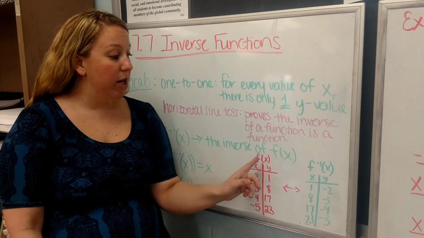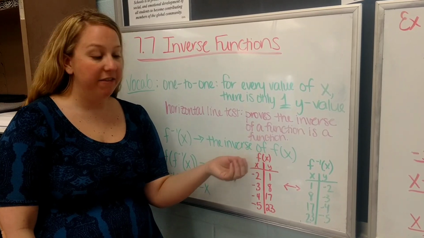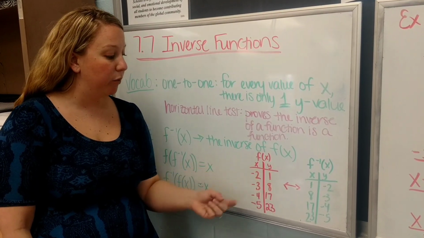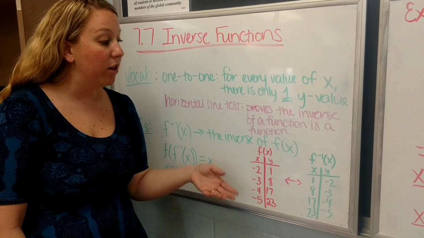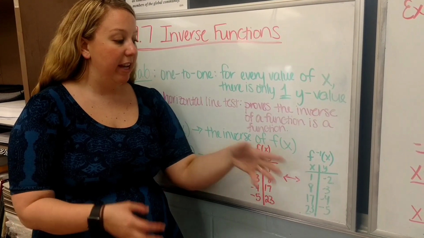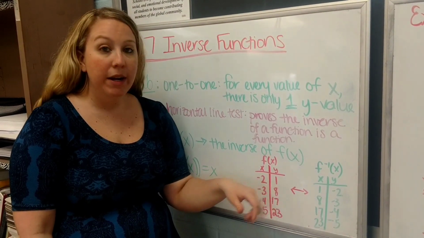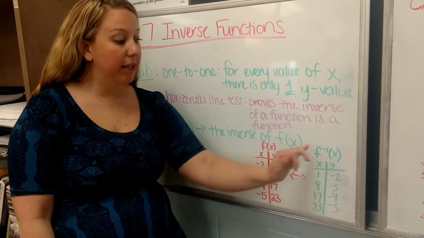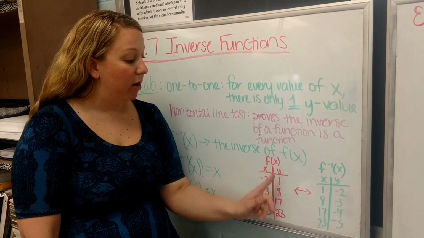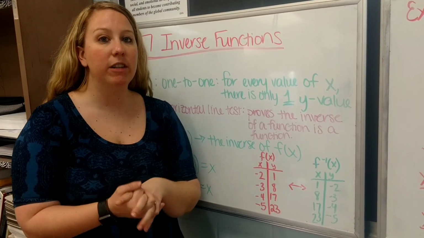Also, when we're talking about inverses, if you have a function f of x where you have the points (-2, 1), (-3, 8), (-4, 17), (-5, 23), when you find the inverse of that function, your x's and y's switch. So instead of (-2, 1), I'm going to have (1, -2). All my x's here became my y values here, and all my y values here became my x's here. So your points flip when you find the inverse of a function.